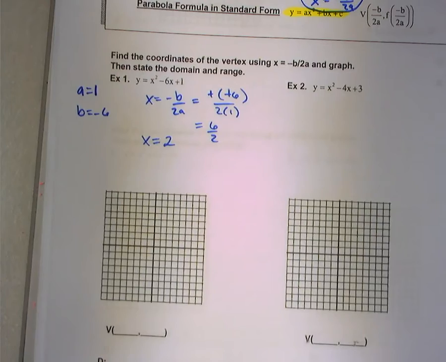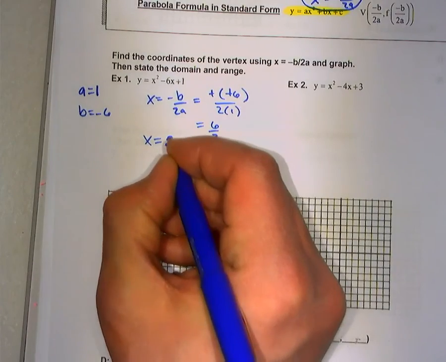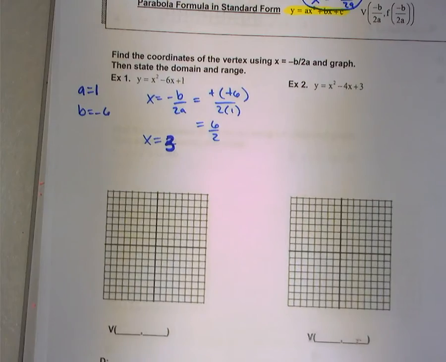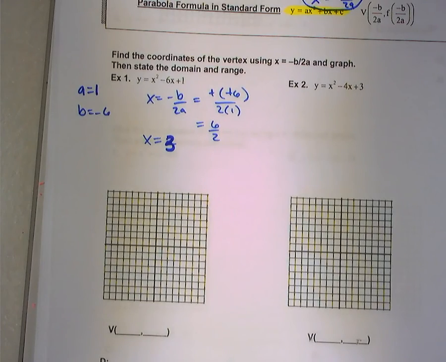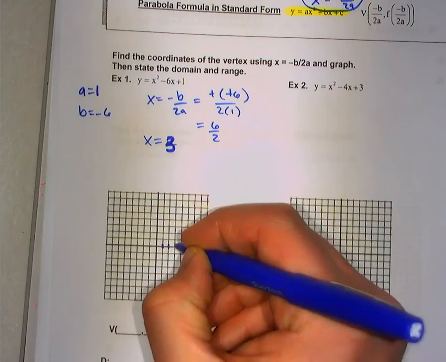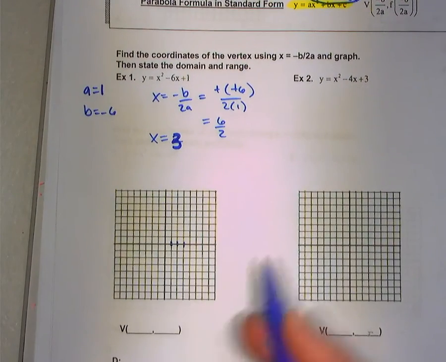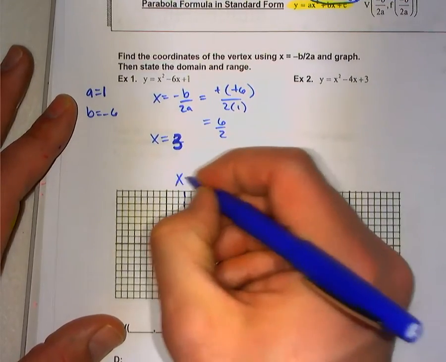So far, so good? So I got x equals 3. Thank you. I got 6 divided by 2 is 3. Look on your x-axis and find 3, and then make a vertical line on that, and then go ahead and label it.